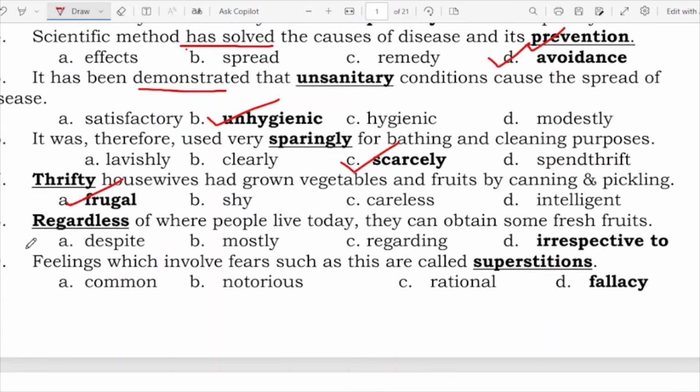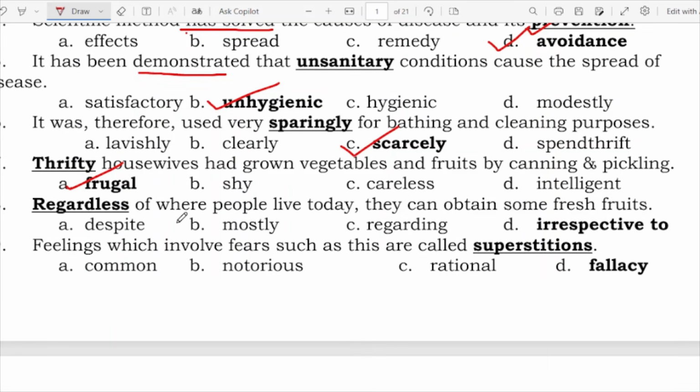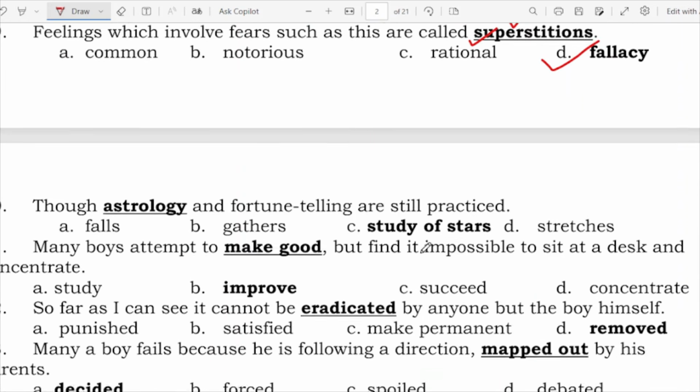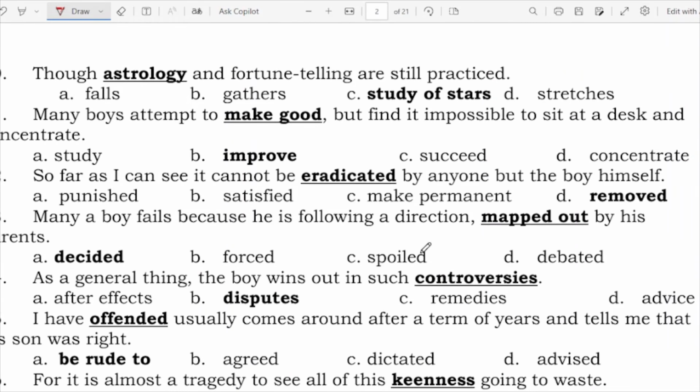The next one is 18, regardless of where people live today. It makes no difference, regardless, irrespective of, D. Feelings which involve fears such as this are called superstitions, that is fallacy, D. Though astrology, the knowledge of stars, or fortune telling are still practiced, study of stars.